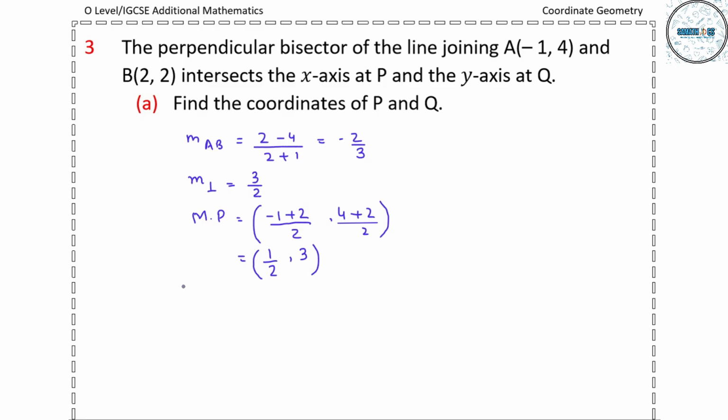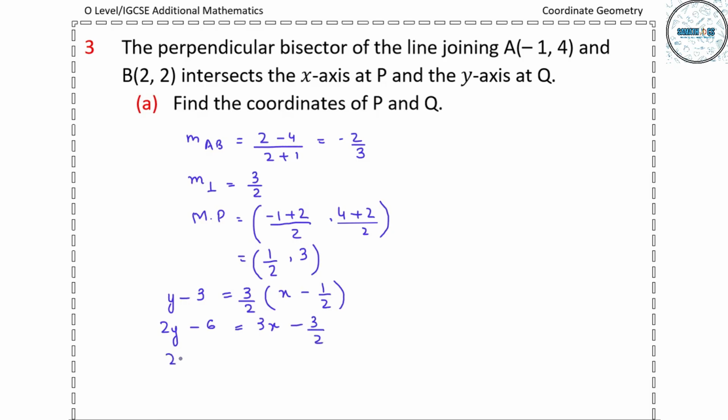Now we have to form the equation of perpendicular bisector of the line joining A and B. Y minus 3 is equal to 3 upon 2 (x minus 1). We will do cross multiplication. 2y minus 6 is equal to 3 is to be multiplied by x, 3x. 3 multiplied by minus 1 upon 2 is minus 3.